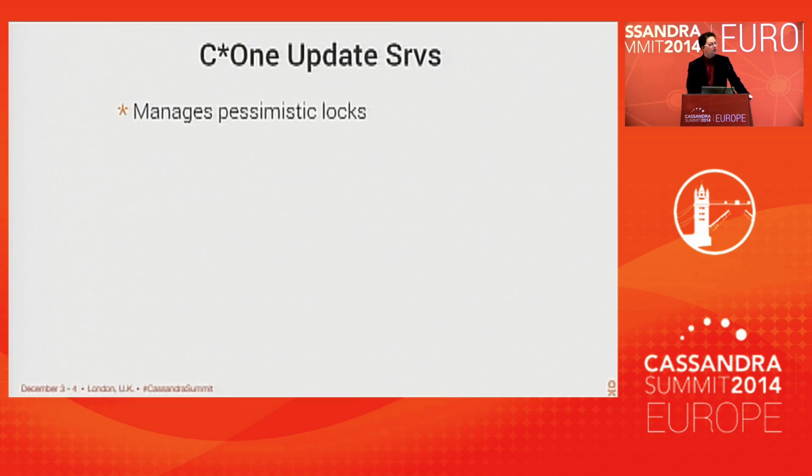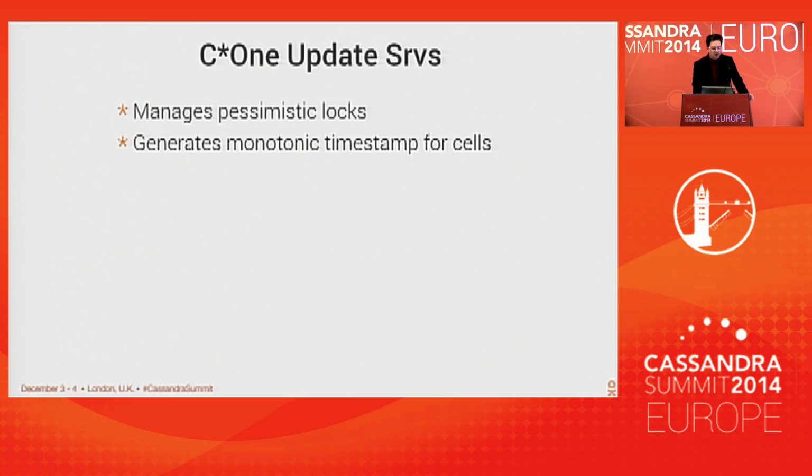Let's take a look at what exactly update services do. They manage locks on row keys. Pessimistic locking is the simplest way to implement isolation in ACID. It generates monotonically increasing microsecond timestamps. So a previous transaction on the same cell will have a timestamp less than the timestamp of the subsequent one. This makes Cassandra conflict resolution work properly.